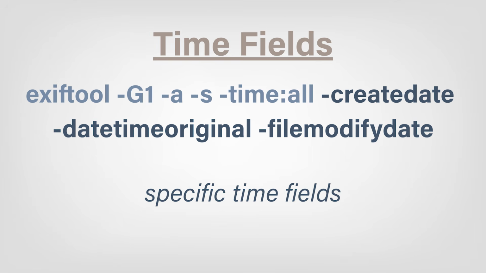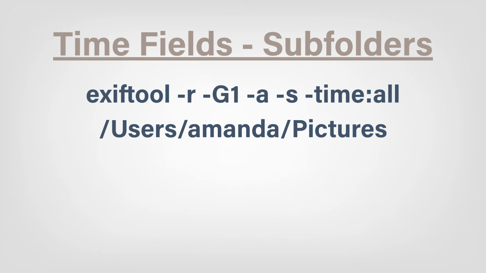And after this, I'm getting even more specific. I'm asking for 3 specific time fields. The file's created date, the EXIF date time original, which is usually when the photo was taken, and the file's modified date. These 3 are the most useful for photo organizing. It's like lifting the bonnet of your photo and you'll see everything inside, not just what Finder or File Explorer wants to show you.